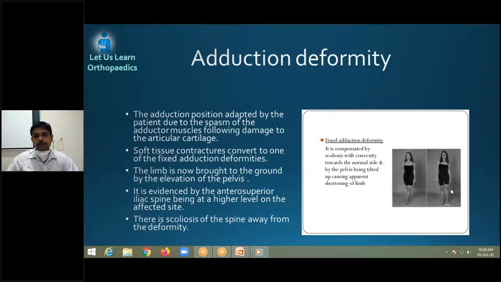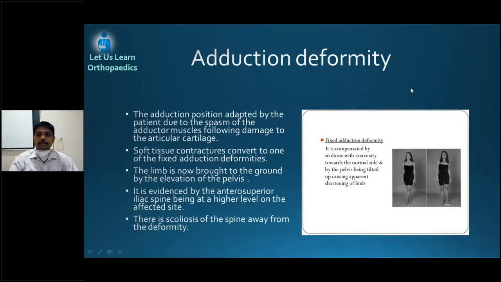So initially, because of pathology, what is the pathology here? There is adduction of the affected hip. In this image, it is the left hip. Adduction of the hip means there will be crossing of the limb towards the midline, or medially. A patient cannot walk with an adducted limb, so he will try to compensate by abducting the hip. When you abduct the hip, the same side anterior superior iliac spine will go to a higher level, and you can see the apparent shortening. The limb appears shortened if you lift the pelvis. You can appreciate that in the second image by a brick below the affected hip, on the left side. To compensate for this coronal deformity, there will be scoliosis, that is, curvature of the lumbar spine with convexity towards the normal side. So that is regarding the fixed adduction deformity.